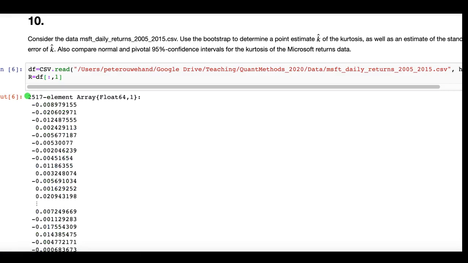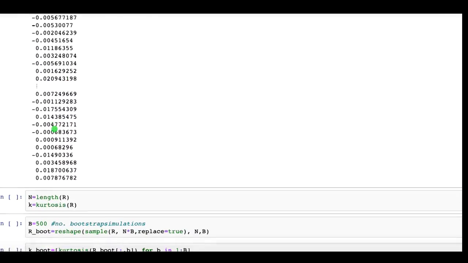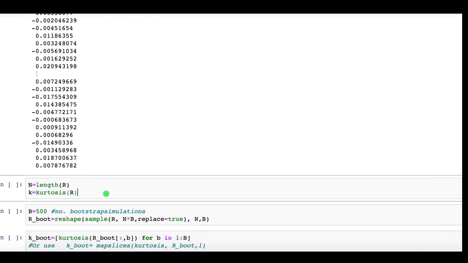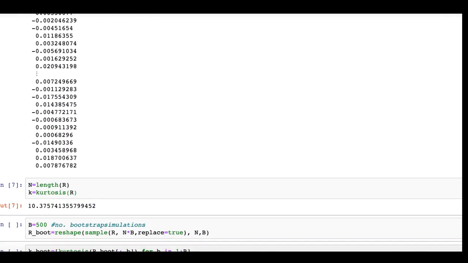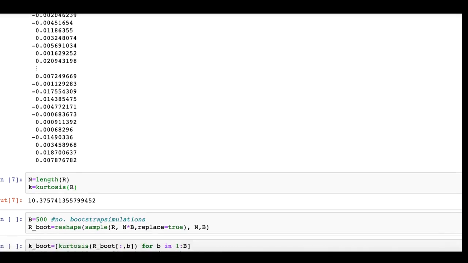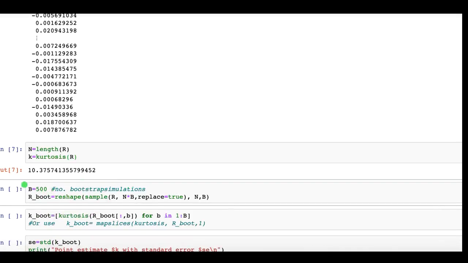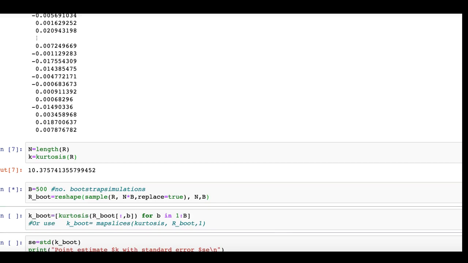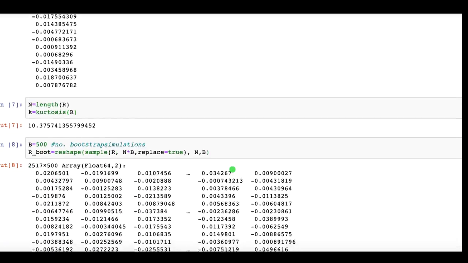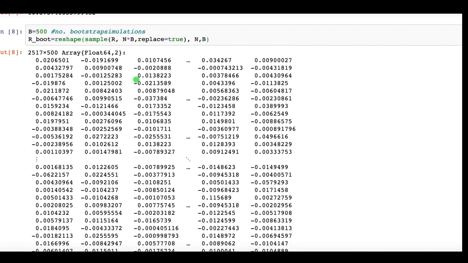And as you can see, we have 2,517 daily returns. We obtain a point estimate by taking the kurtosis of these returns, and the kurtosis here is 10.37. Then we set the number of bootstrap simulations to 500, and we create a matrix of bootstrap simulations. So there are 500 columns. Each column has the same length as the data set.